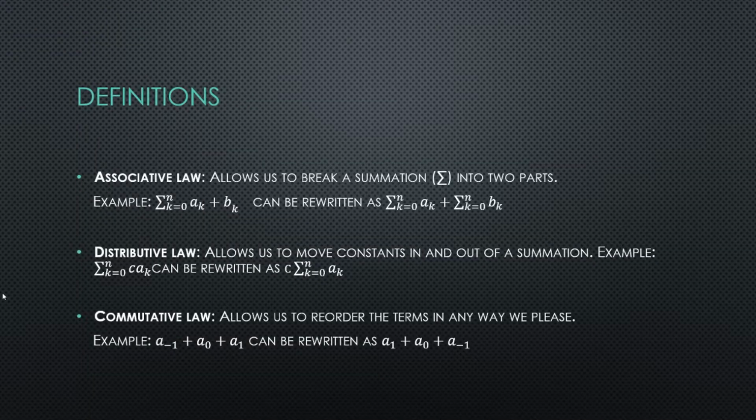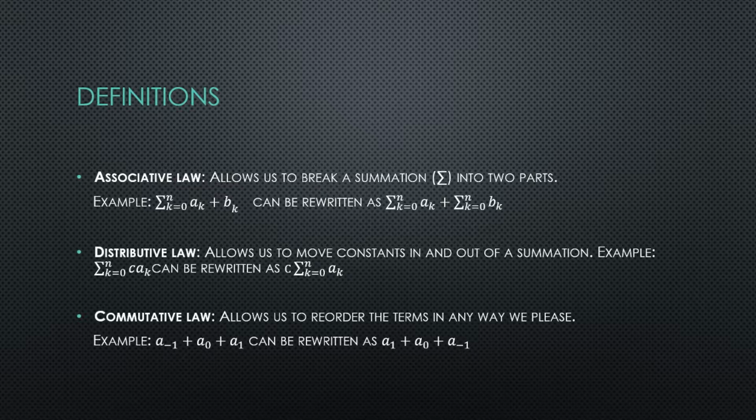Now, the definitions of associative, distributive, and commutative laws are as follows. Associative law allows us to break a summation into two parts. For example, if we have the summation of a sub k plus b sub k, that can be rewritten as the summation of a sub k plus the summation of b sub k.